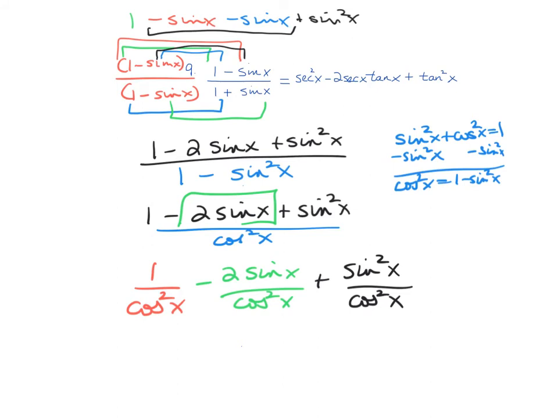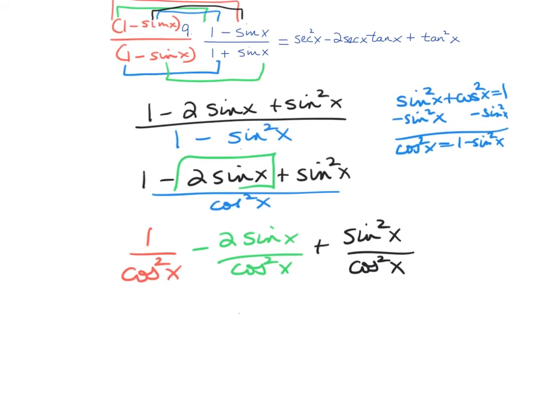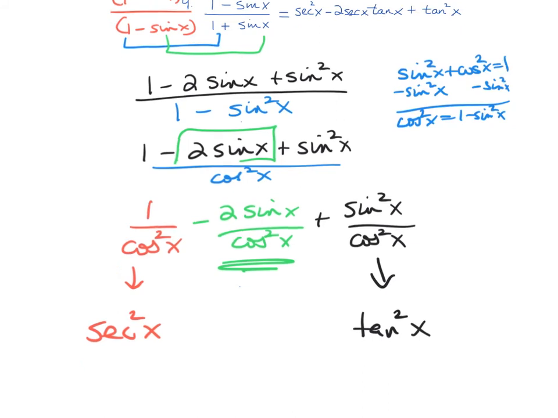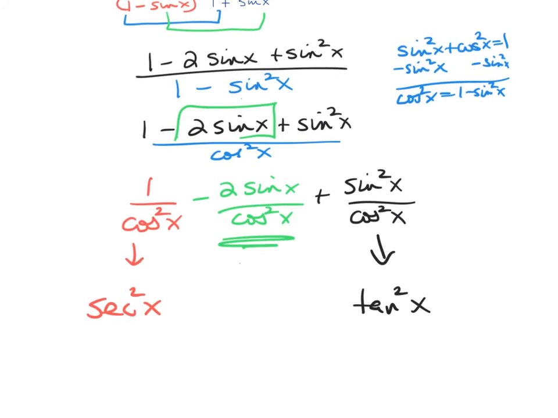Because the reciprocal of cosine is secant, I'm going to change the red into secant squared x. And the black is tangent squared x. However, the green in the middle, I'm going to actually split apart so it turns into 2 secant x tan x. So what I'm going to do, again, it's multiplied here.